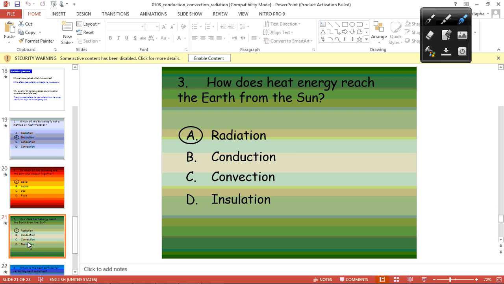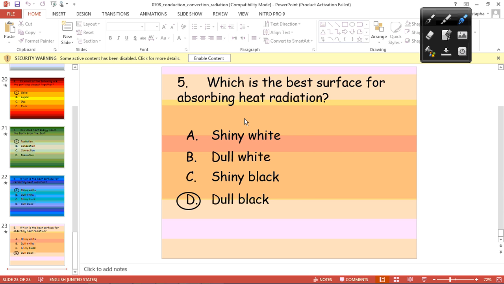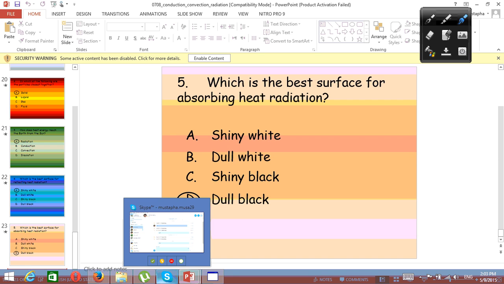Now the next one says, how does heat energy reach the earth from the sun? The heat energy gets to the earth from the sun through radiation, not conduction, not convection, and not insulation. And the other one says, which is the best surface for reflecting heat radiation? I told you the shiny white surface is the best surface to reflect back heat radiation. And the last one says, which is the best surface for absorbing heat radiation? The dull black surface is the best surface for absorbing heat energy from radiation.